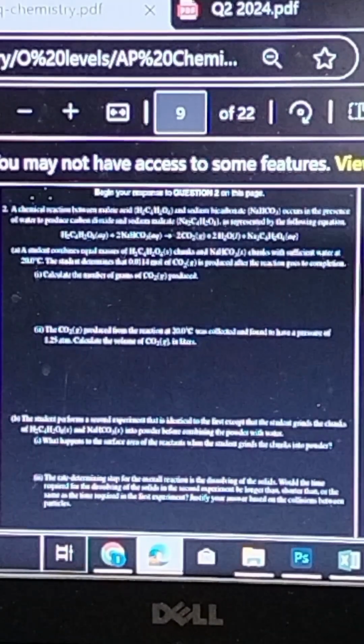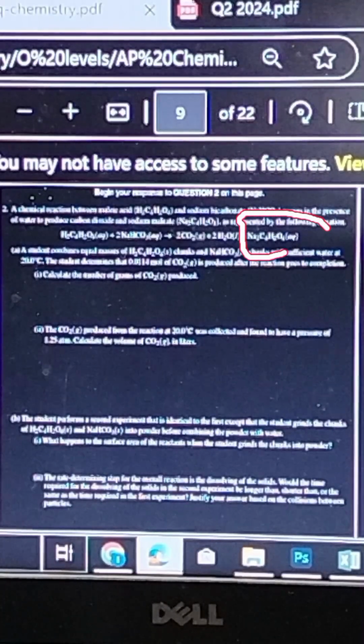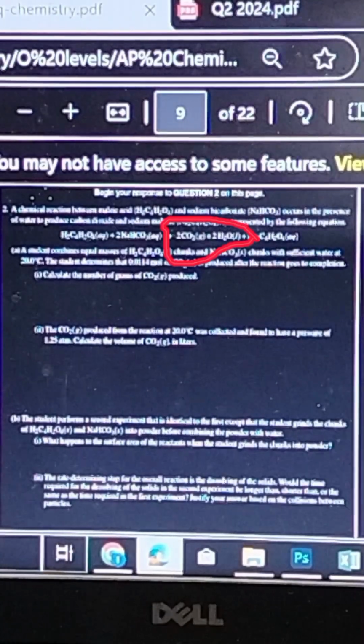So let's start. The examiner says that you have been given a reaction between malic acid, which is an organic compound, and sodium bicarbonate, which is an inorganic compound. The reaction has been given to you. There are two products. The first one is sodium maleate and the second one is carbon dioxide. The examiner says that a student was determining the amount of carbon dioxide produced and found the amount to be 0.0114 mole.